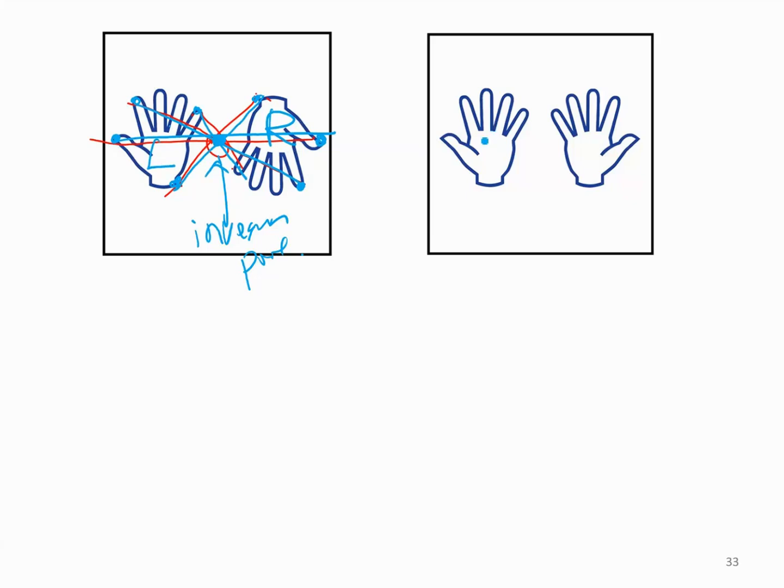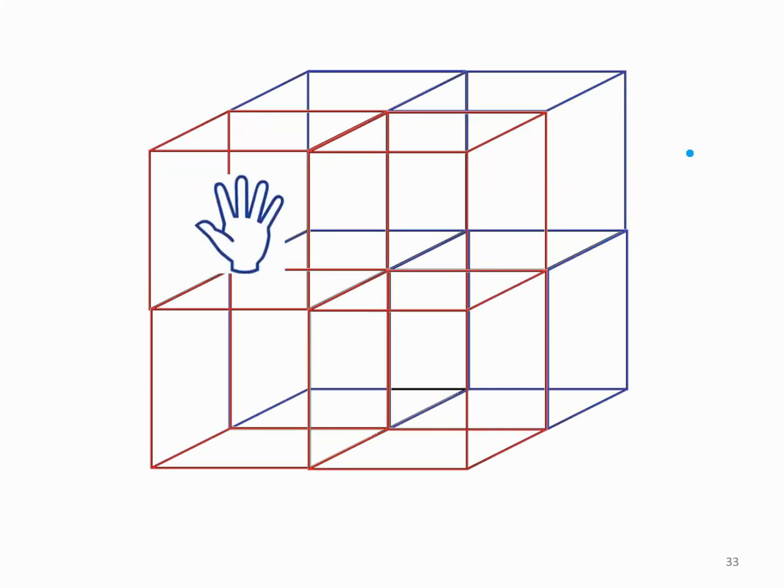Okay, so if this is left hand and this is right hand, the relationship between these two is mirror. Okay, if this is left hand, then this is right hand. What is the relationship between these two hands? I give you 5 seconds to think about it.